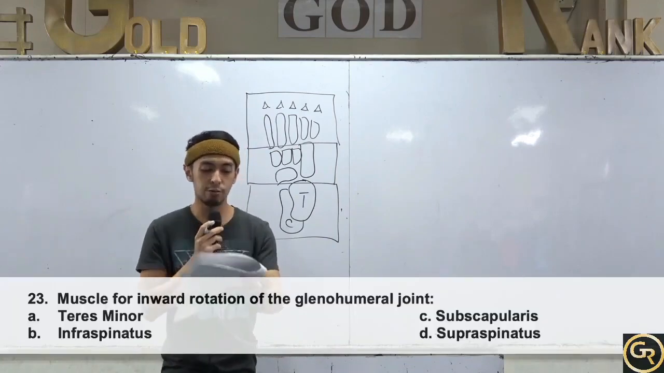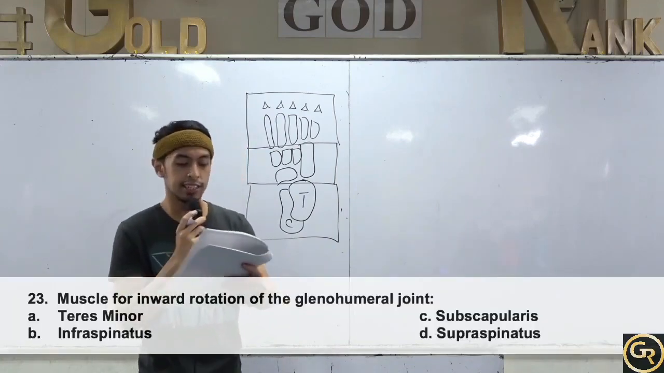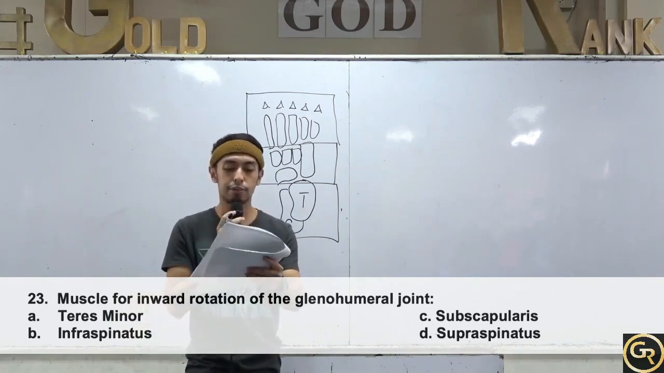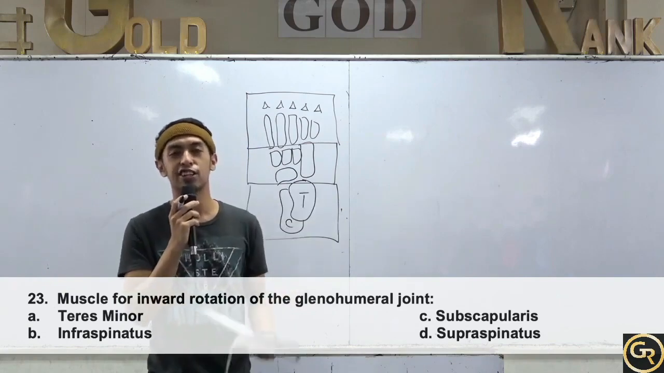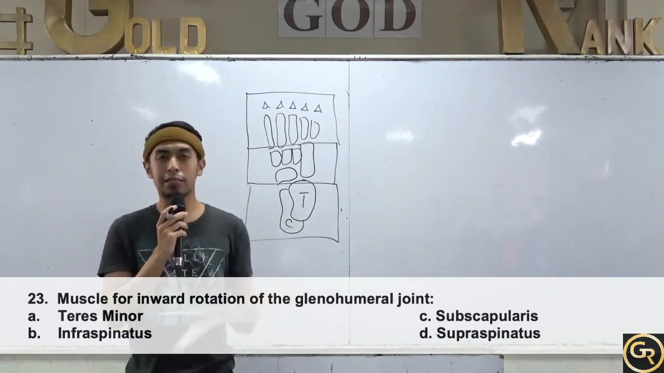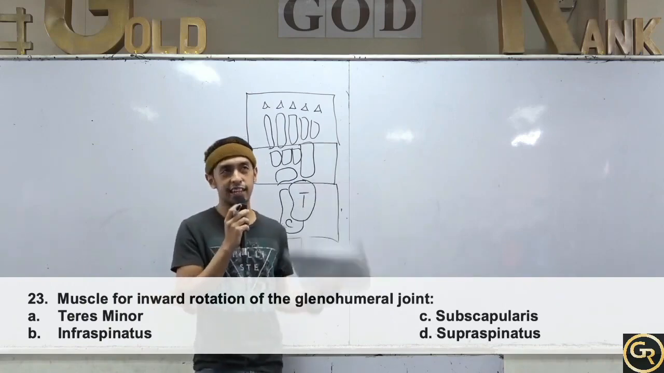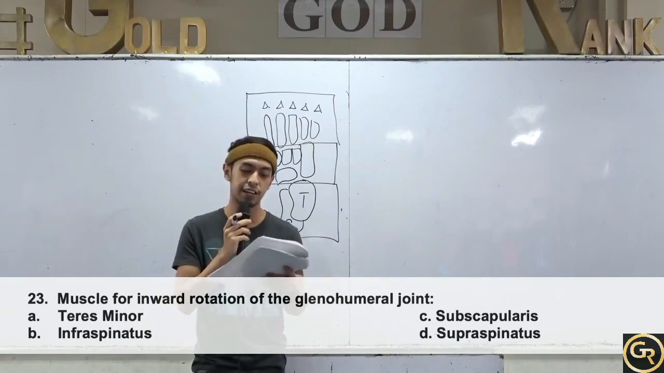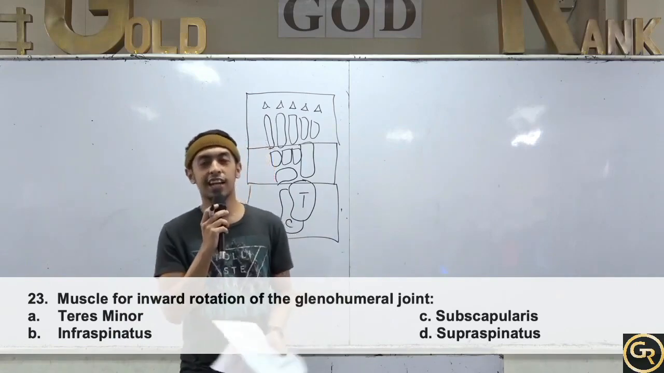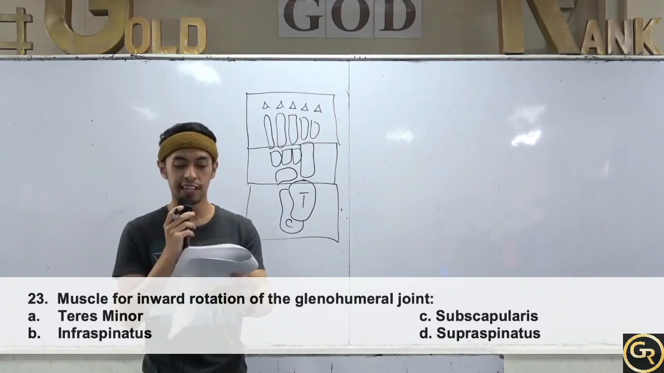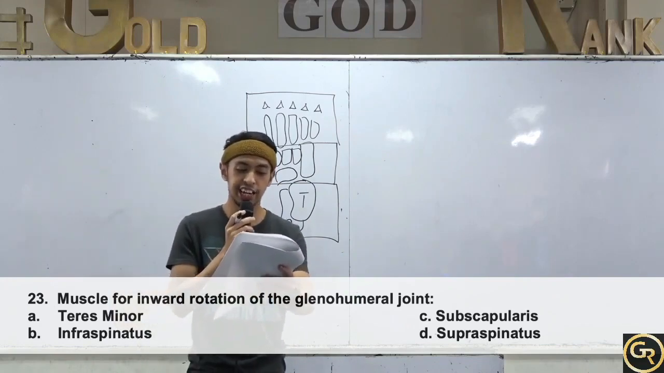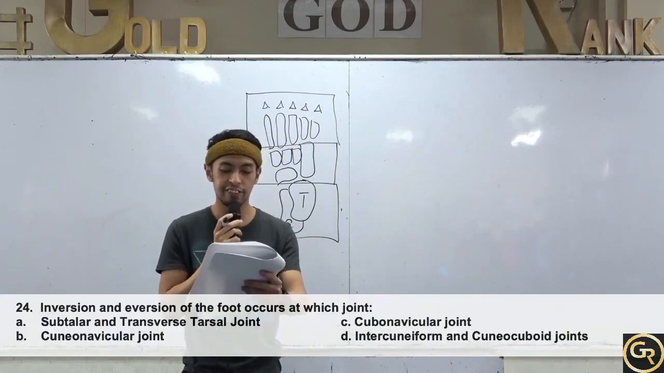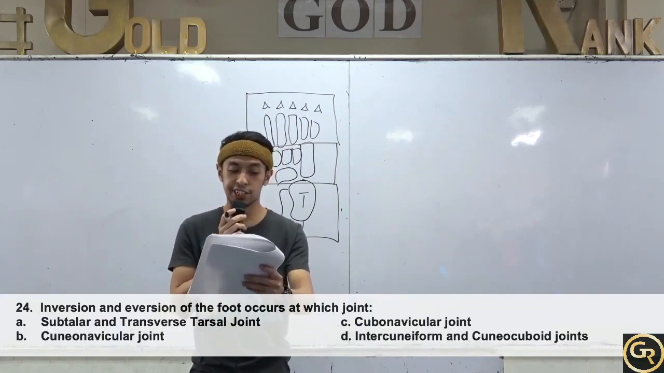23. Muscle for inward rotation of the glenohumeral joint. So, all of your choices are part of the rotator cuff muscles. Okay, sino lang po sa kanila ang responsible for internal rotation? Your supraspinatus is for abduction. Your teres minor and your infraspinatus are for external rotation. So, sino lang natira? It's your letter cut. Your subscapularis, which is for internal rotation of the GH joint. Okay? 24. Inversion and eversion of the foot occurs at which joint?